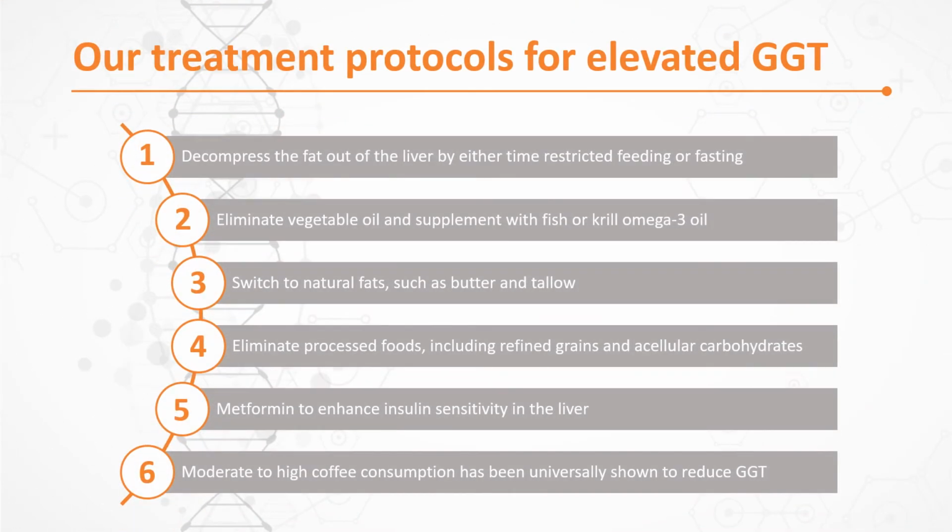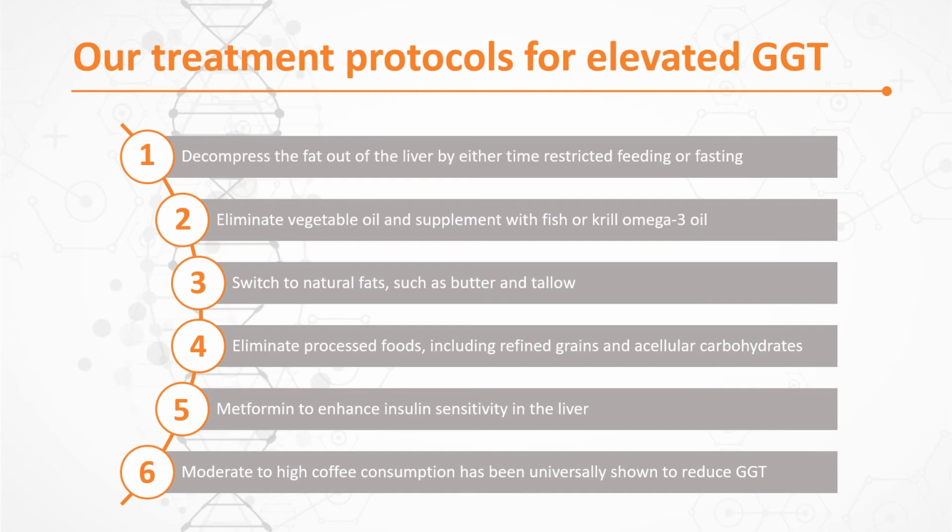Our treatment protocol for elevated GGT is to decompress the fat out of the liver. And that's using either a time-restricted feeding window or fasting. If I can get somebody to do a true fast, 3 to 5 days, we can flush out the liver. We can tremendously change the intercalated liver fat, and we can immediately change the insulin resistance in the liver.